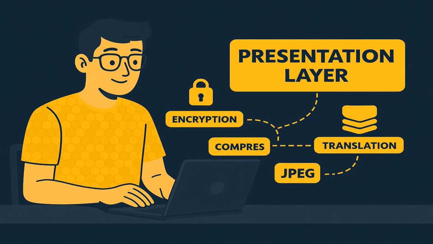Next is the presentation layer. Imagine this as the translator of the OSI model. It makes sure the data is in a readable format for the application layer. This includes encryption, compression, and translating data formats like JPEG or ASCII.